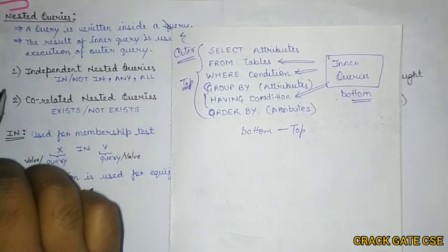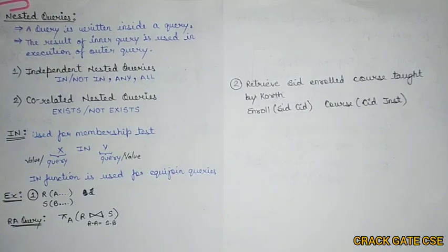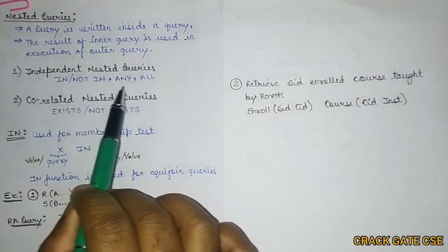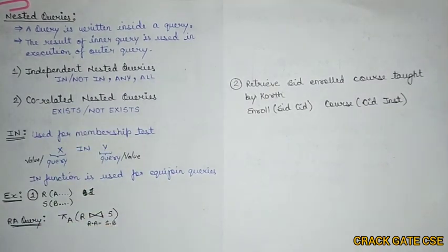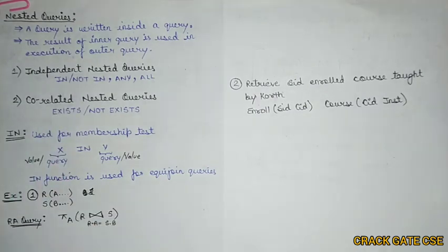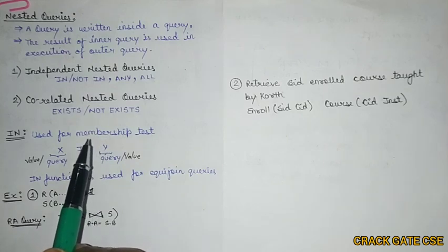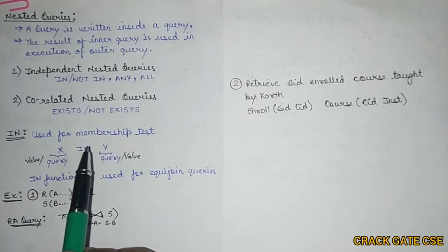In this video we will be talking about the independent nested queries. I already told you that these are the functions that we can use in independent nested queries. So let's start with the first function, which is in. How we can use the in function in nested queries? This in is used for membership test. That means if a particular record of the outer query belongs to the inner query, that is known as the membership. If this is the case, it will return that particular value.